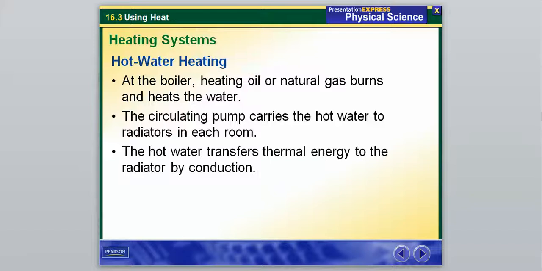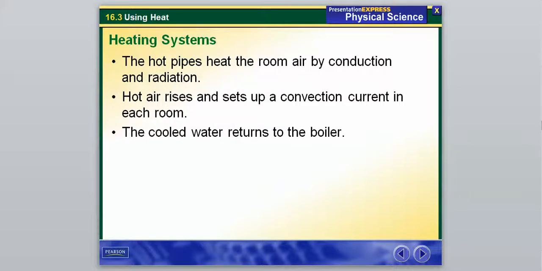Again, the boiler heats up the water. The water gets pumped to the rooms through the radiator. Then the water transfers the energy to the radiator by conduction. Then the hot pipes heat the room air by conduction and radiation. It's directly touching some of the air, but it also radiates away, traveling in waves. Then the hot air will rise and set up a convection current in each room. And then the cooled water returns to the boiler to start the process over again.